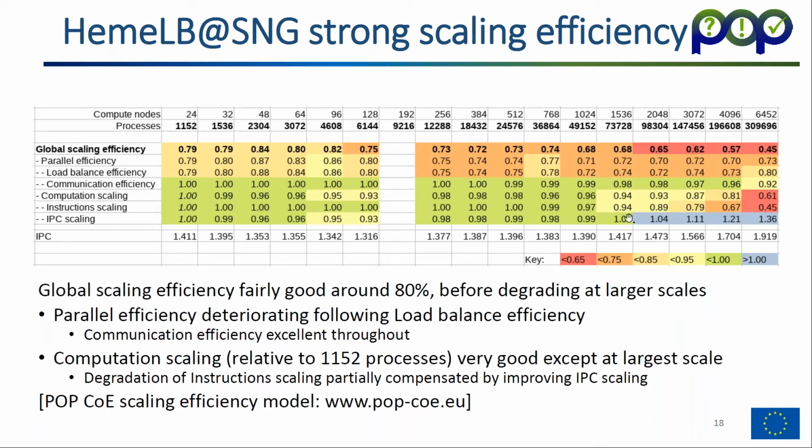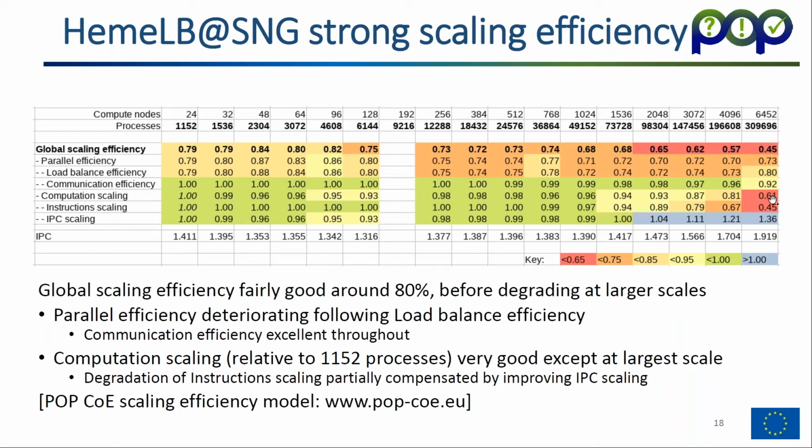The instructions per cycle was actually improving at the larger scales. Things were fitting better into cache, and there were fewer memory stalls accessing memory. But that combination was still not able to compensate entirely for the additional instructions being executed, and so the computation scaling really shows that we have reached the limits where we can effectively scale efficiently here.